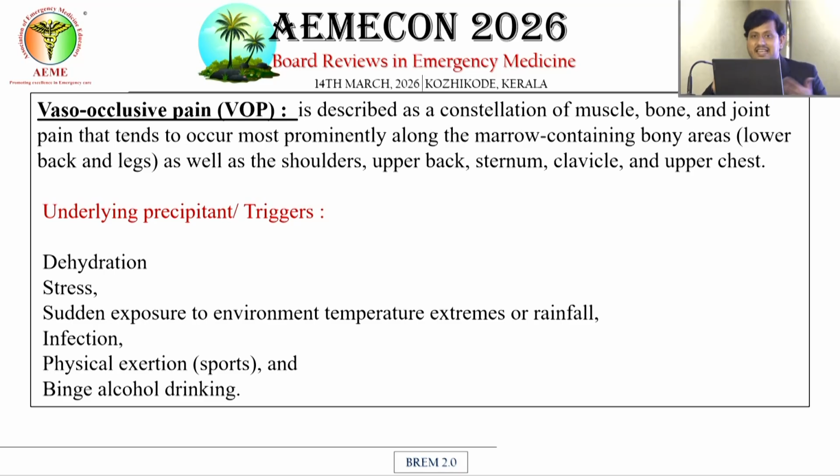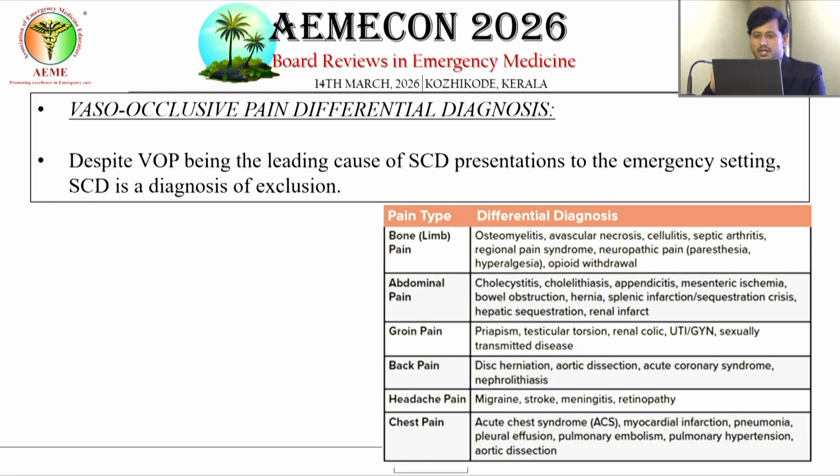So what are the triggering factors? Where the viscosity of the blood is increasing, there the vessel occlusion will happen, and where the vessel occlusion is happening, the patient will be having more pain. These are conditions like extreme stress, infections, physical exercise, binge alcohol drinking or dehydration. In these conditions, the viscosity of the blood is increased, which will lead to vaso-occlusive pain also.